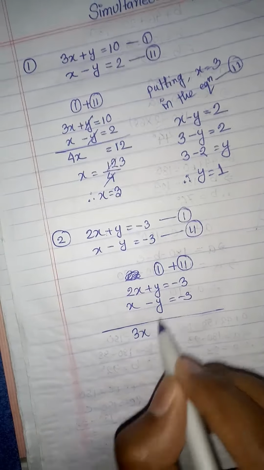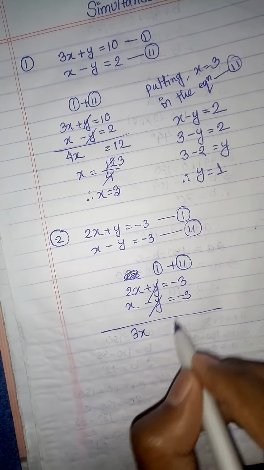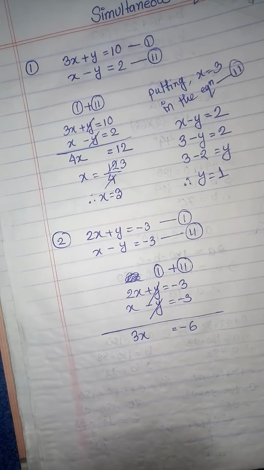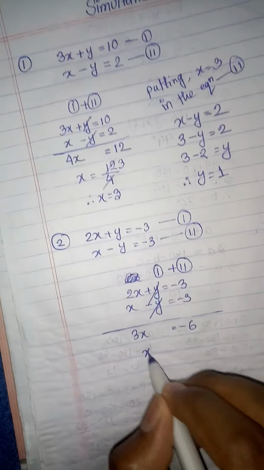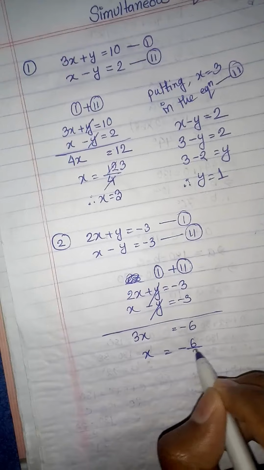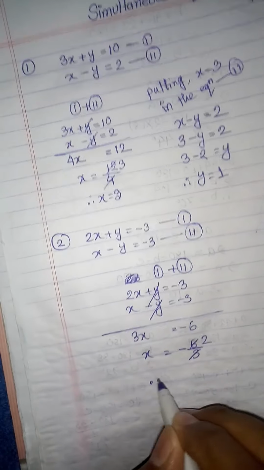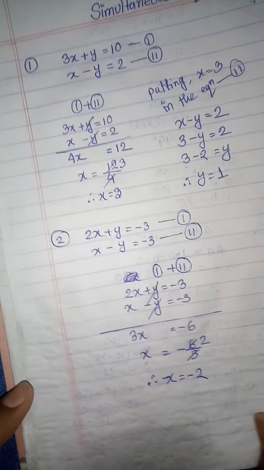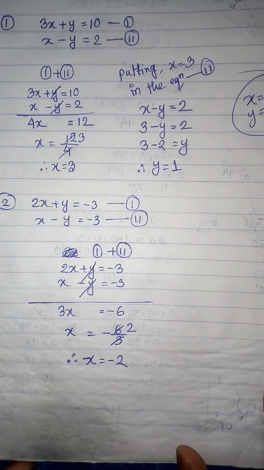So this is 3x, these two get cut, and if you add these two, that is minus 6. Okay, that is minus 6. So x equal to minus 6 divided by 3, that is x equal to minus 2. So the value of x in this equation is minus 2.